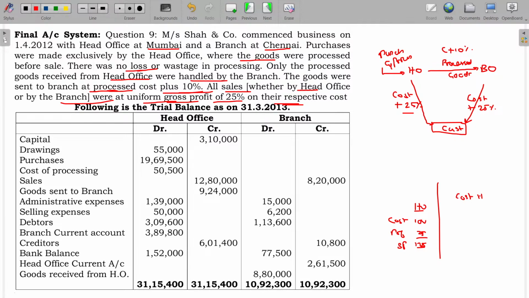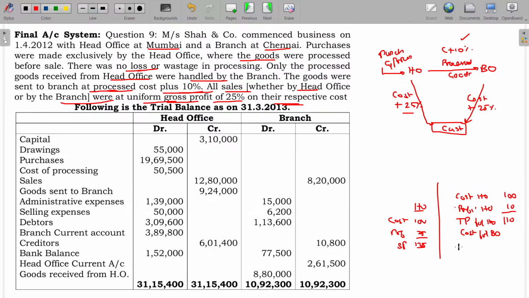Cost to HO is 100, then profit added by HO beforehand. How much? 10% on that. The value you get is nothing but the transfer price for the HO and cost for the branch office. Cost for the branch office. Am I right?